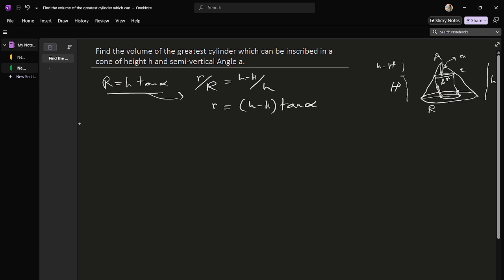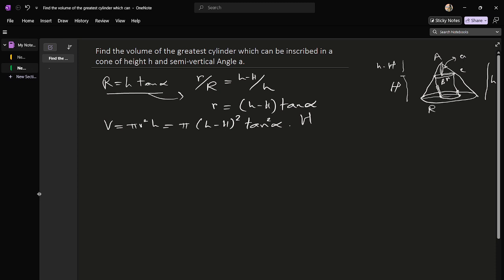So we know that the volume of the cylinder's formula is this. Okay. So here r is this. So the volume will be pi (h minus H) whole square, and there will be tan square alpha and H. Sorry, big H. Big H. Now we have to maximize the volume.